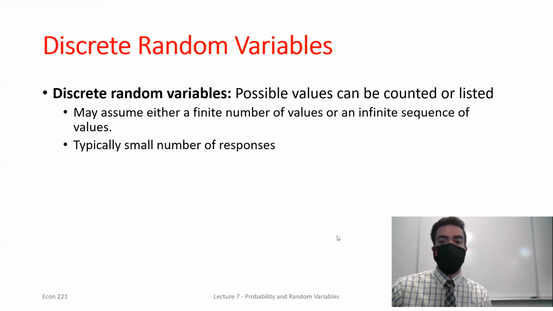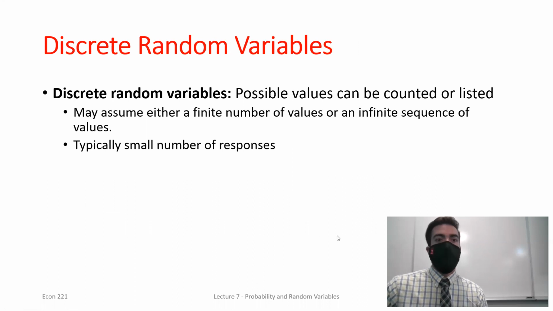Okay, so these discrete random variables, it's like we've talked about before. It's usually a small number of responses, or typically, when I say small number of responses, it's a small number of integers, right? You can see a 1, a 2, a 3. Now, it doesn't necessarily have to be that.